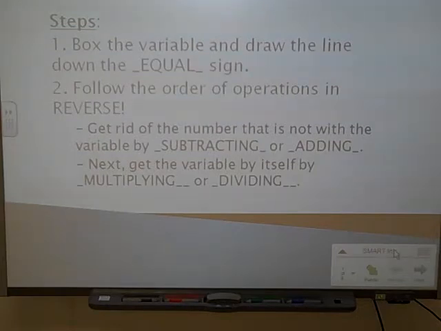So what that means is instead of doing multiplication and division first, we are going to do our addition and subtraction first. We're going to get rid of the number that is not with the variable by subtracting or adding. And then next we're going to go ahead and get the variable by itself by multiplying or dividing.